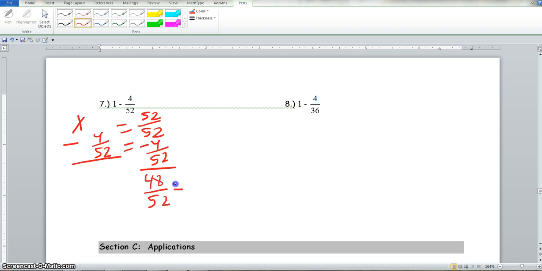Now 48 and 52 both have 4 in common. 48 divided by 4 is 12, and 52 divided by 4 is 13. So our final answer here is 12 over 13.